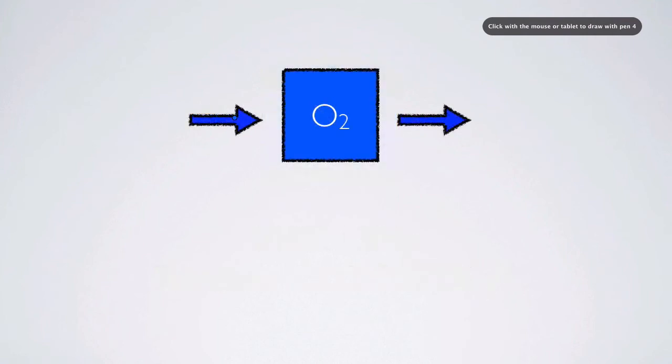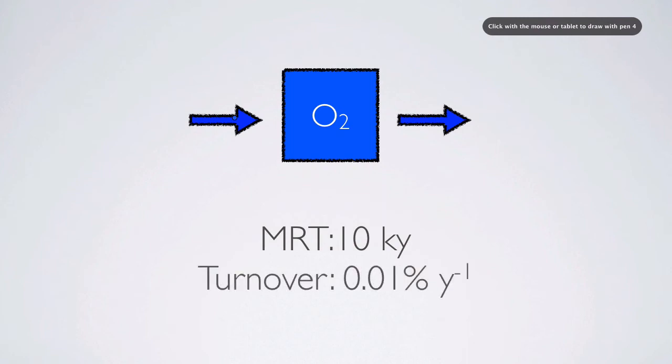In contrast, oxygen is a little bit more balanced. So relatively larger fluxes in and out of the oxygen pool and a smaller pool itself. And the mean residence time of oxygen in the atmosphere is only 10,000 years, somewhere on that order. And that gives it a turnover time of 0.01% per year, which means that 0.01% of that oxygen pool is removed from the atmosphere or replenished from the atmosphere every year.